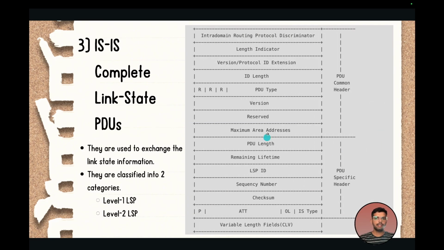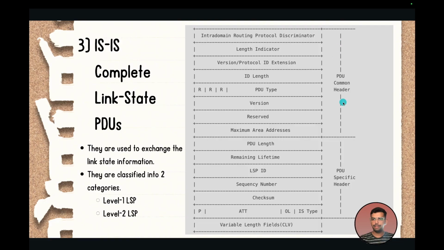Now the third packet type is the IS-IS complete link state PDU. Link state PDUs are used to exchange link state information, that means which links are reachable via a particular device. That is communicated through link state PDUs, and they are classified into two categories. First is the level 1 LSP, exchanged by the level 1 router, and the level 2 LSP, exchanged by the level 2 router. A level 1 and 2 router can exchange both categories of LSPs because, as the name suggests, it is a level 1 and 2 router.